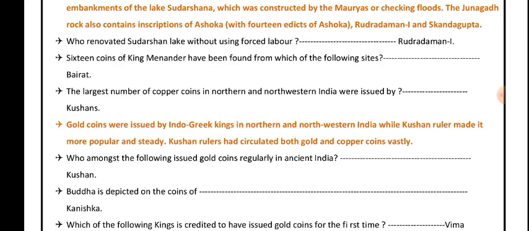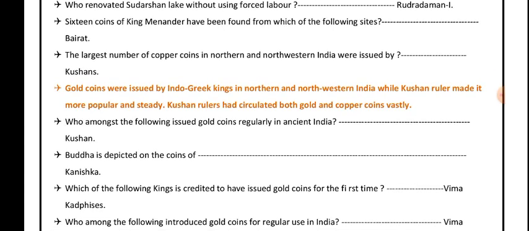Junagadh rock also contains inscriptions of Ashoka with 14 edicts of Ashoka, Rudradaman I and Skandagupta, who renovated Sudarshana Lake without using forced labor. Rudradaman I. 16 coins of which Menander have been found from which of the following sites?